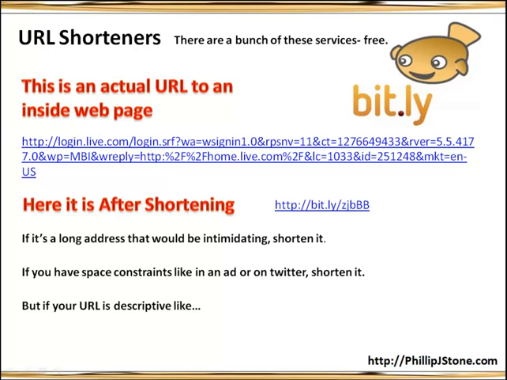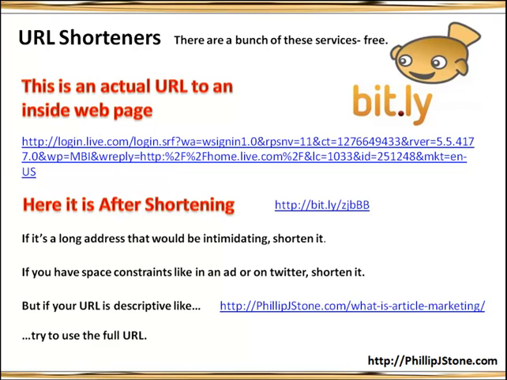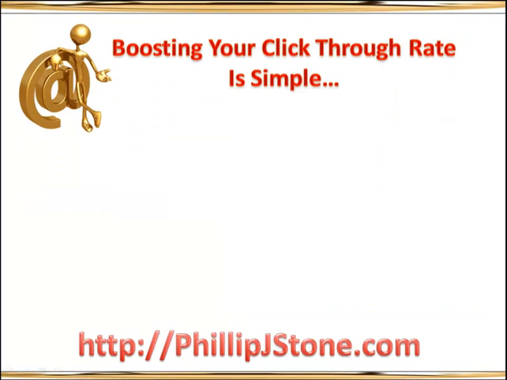But if your URL is descriptive, like this one, philipjstone.com/what is article marketing, try to use the full URL. As a matter of fact, that actually helps getting that particular link out on the web, becomes a link to your site, a backlink to your site. So, smart thing to do.